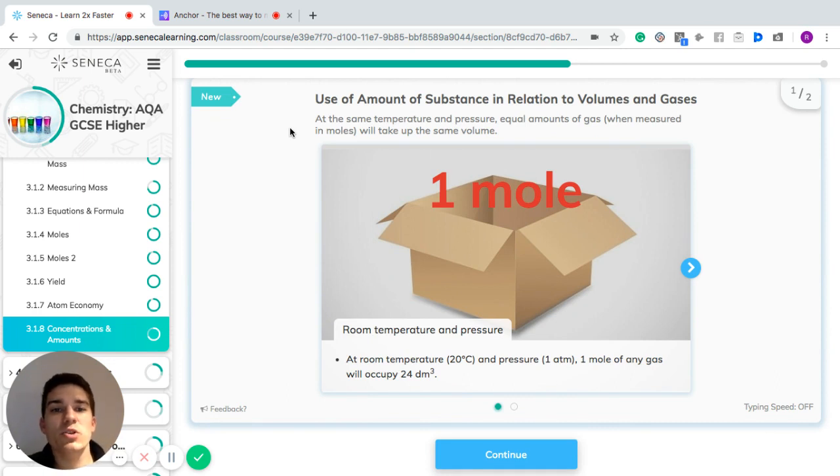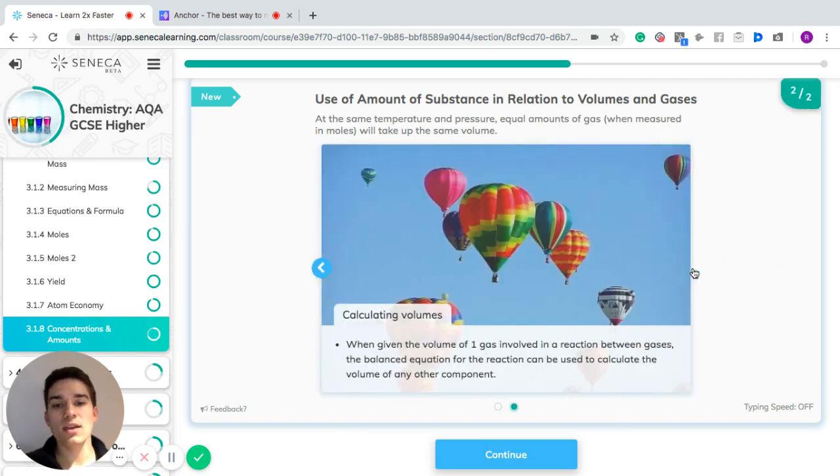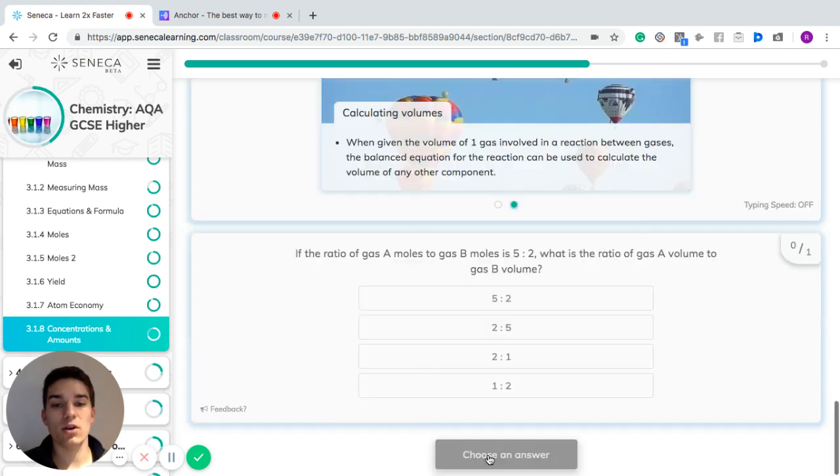Now, at the same room temperature and pressure, equal amounts of gas, when they're measured in moles, will take up the same volume. So at room temperature, which is 20 degrees Celsius, and pressure, which is 1 atmosphere, 1 mole of any gas will occupy a fixed volume, and that volume is 24 decimeters cubed. And if we're given the volume of one gas involved in the reaction between gases, then a balanced equation for the reaction can be used to calculate the volume of the other component.